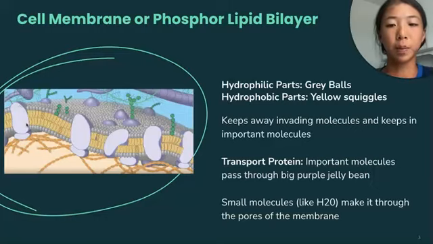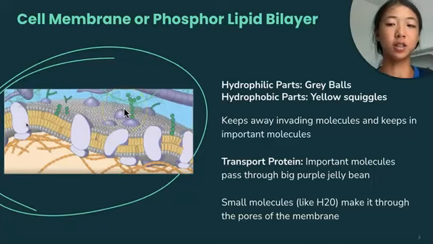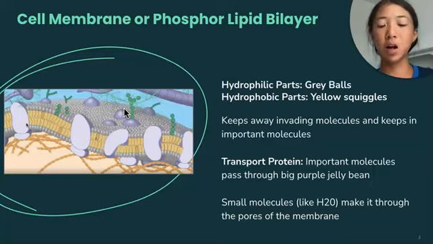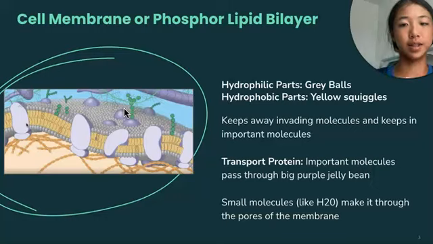The hydrophilic part, so let's say there's a polar molecule and it's trying to invade the cell. It will be able to pass through the gray balls because the polar molecule and the hydrophilic gray balls will be able to attract it, and the polar molecule will get through. But once it reaches the yellow squiggles, the hydrophobic yellow squiggles will push away the polar molecule, so the polar molecule won't be able to further enter into the cell.